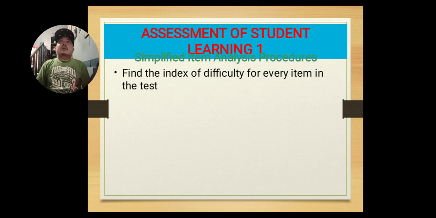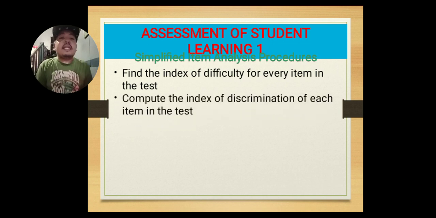Again, do you remember on part 1 of the video presentation, the formula for the index of difficulty is P sub U plus P sub L all over 2. For each item, you're going to get the index of difficulty. Again, index of difficulty equals P sub U plus P sub L all over 2.